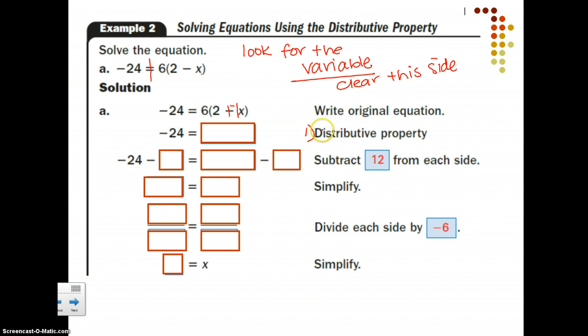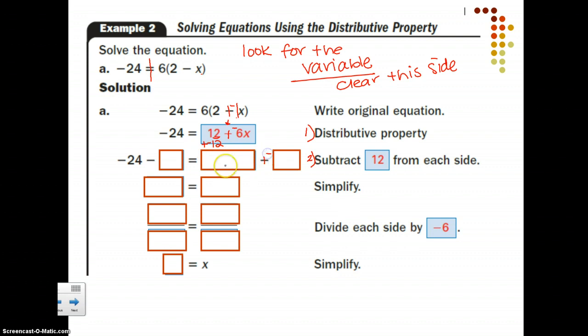Distributive property always has to happen first. It's a parentheses. Order of operations, parentheses come first. 6 times 2 is 12. 6 times -1 is -6x. Bring down the addition sign. Now we have a two-step problem. So the first step in our two-step problem, which is the second step in this problem, is to clear the constant. 12 is the constant and it's positive. So I want to add the opposite, which is a -12.